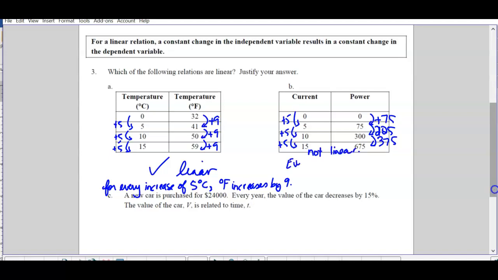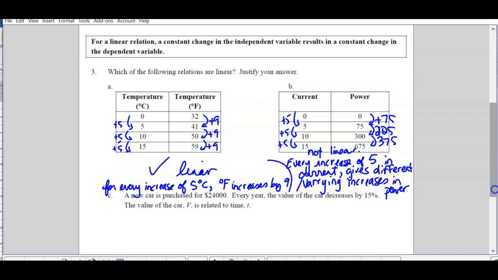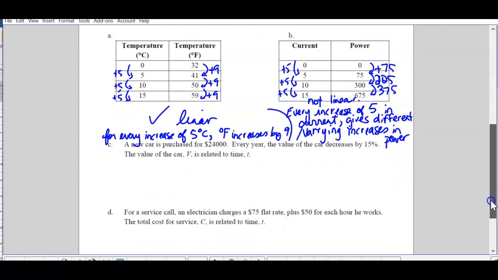So every increase of 5 in current gives different or varying increases in power. So the current and power equation is not linear.